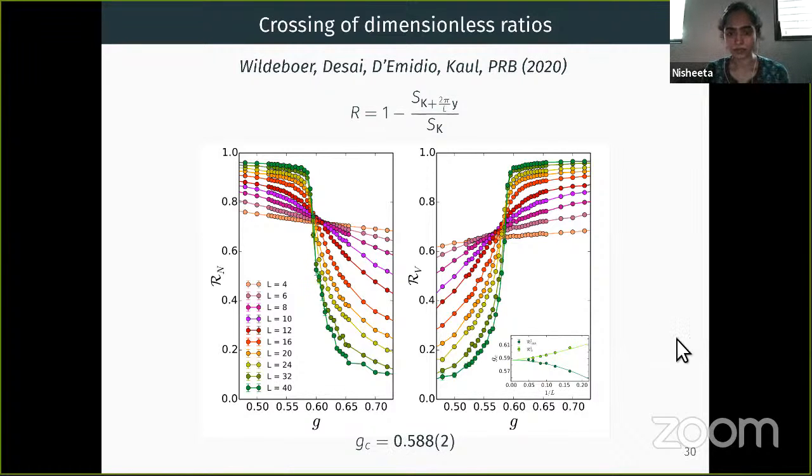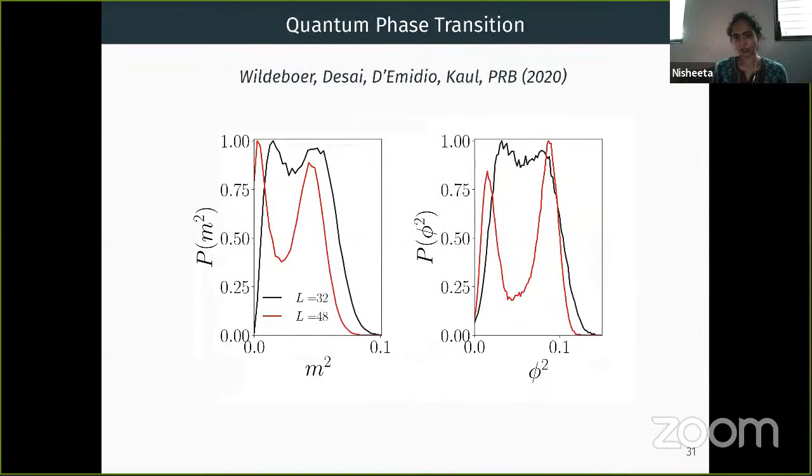And we find that this is a direct transition, and we find this critical point. Then we look at the histograms of these order parameters near the transition point to find out what is the nature of this transition. So again, in this case, we see a first order transition. We see very clear double peaked histograms that become sharper with system size.